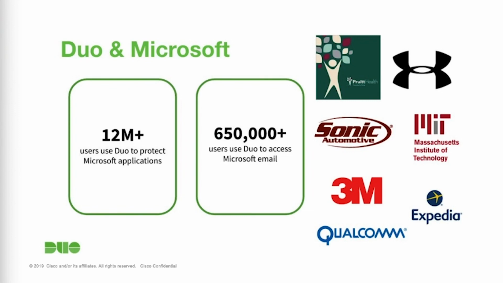Now we can go into how Duo and Microsoft work together. So Microsoft is one of Duo's top strategic partners. And every day, Microsoft customers are using Duo's MFA and robust policy engine to protect their Microsoft applications. We have over 12 million users that are protecting their Microsoft applications and over 650,000 users that use Duo to access Microsoft email. And you can see some of our joint customers here on this slide, like Under Armour, Veeam, and Expedia.